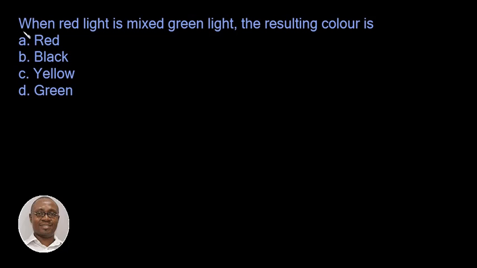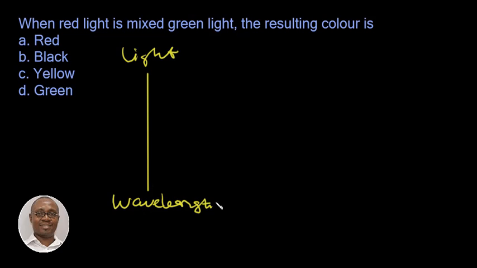This is JAMB Physics 2017, which goes thus. When red light is mixed with green light, the resulting color is... The light is made up of different wavelengths. And the wavelength is a particular color, and the color that we see is a result of which wavelengths are reflected to our eyes.